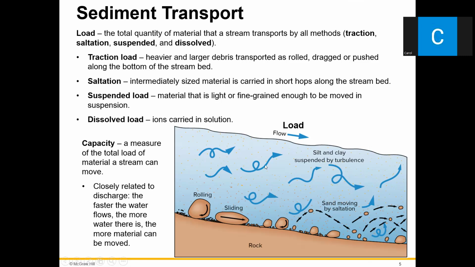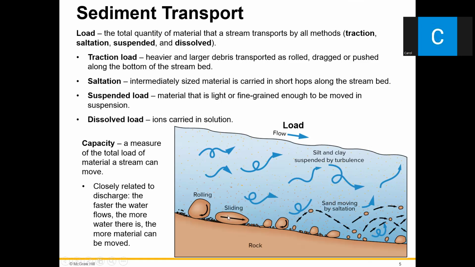So saltation is that bouncing of the grains. Traction load are the big gravels and boulders. A suspended load is your clay and silts that float in the water, and then the dissolved loads are ions, so things that have been dissolved in the water. If you have naturally occurring salt in your drainage basin, it's just going to dissolve, and those ions are going to be carried down the watershed towards the ocean.